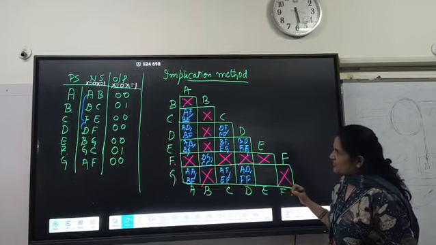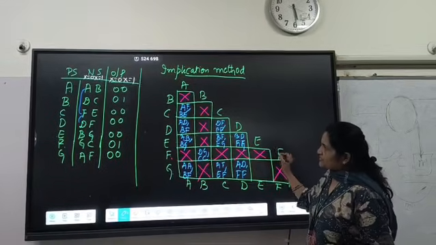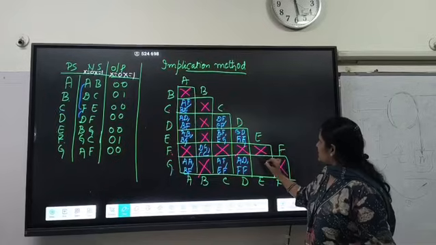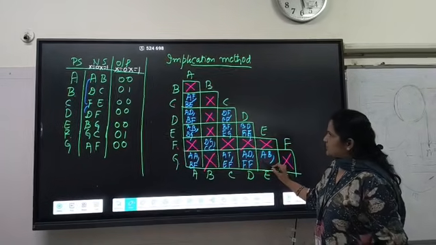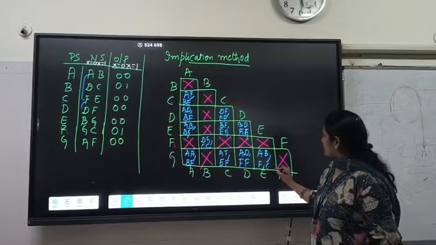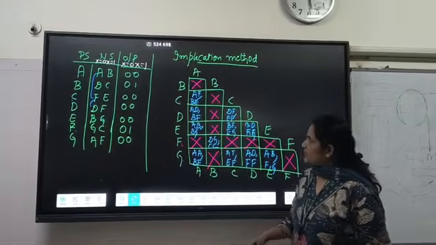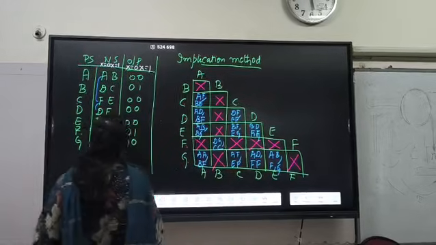Next, from E, if you check the transition, E to F is ruled out. E to G will be AB and FG. So we are done with all the transitions.